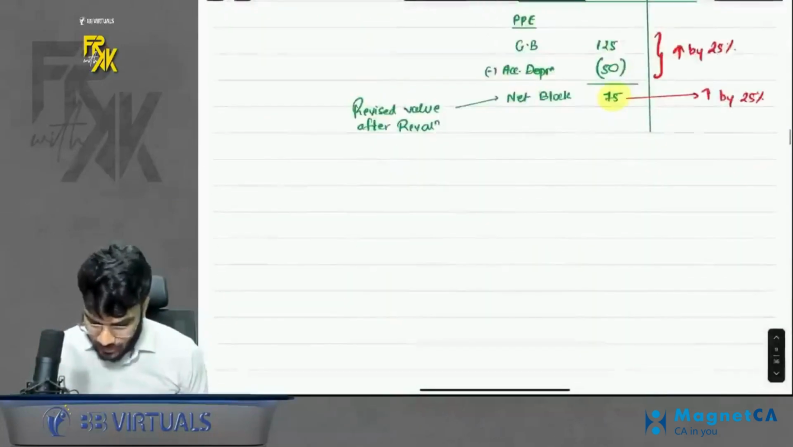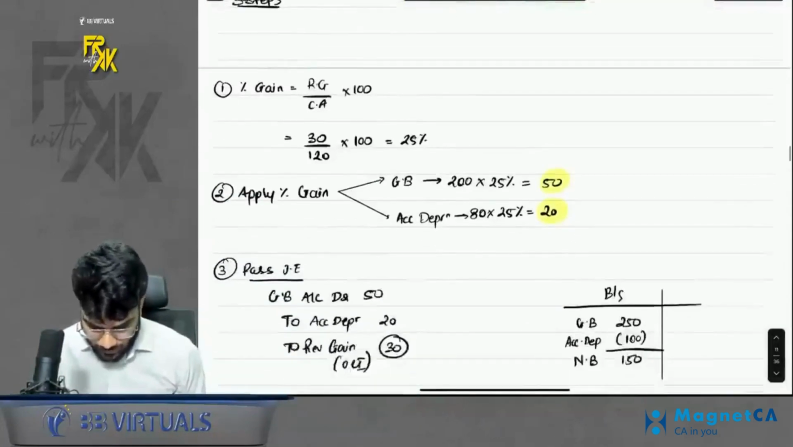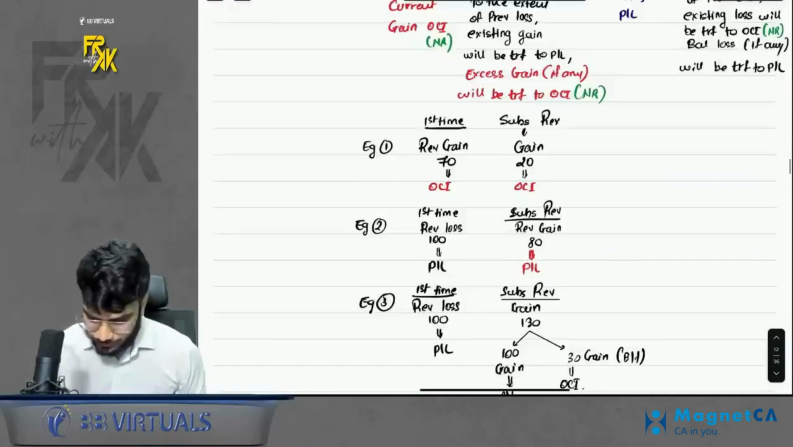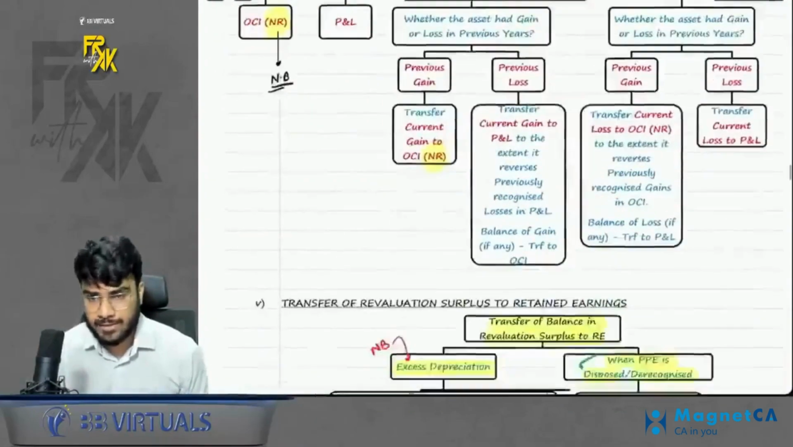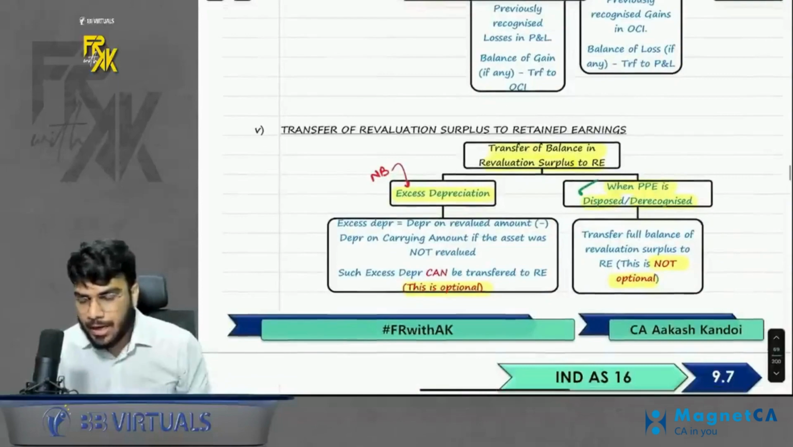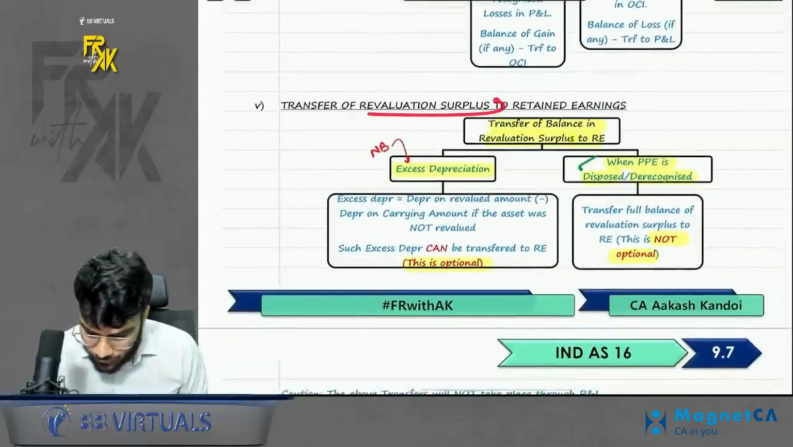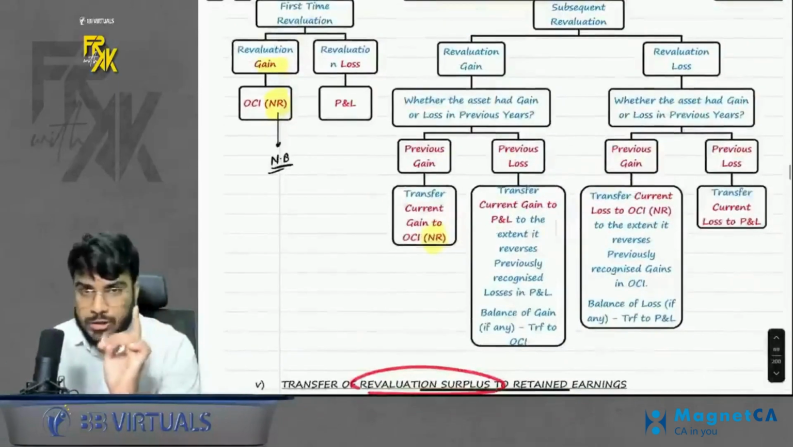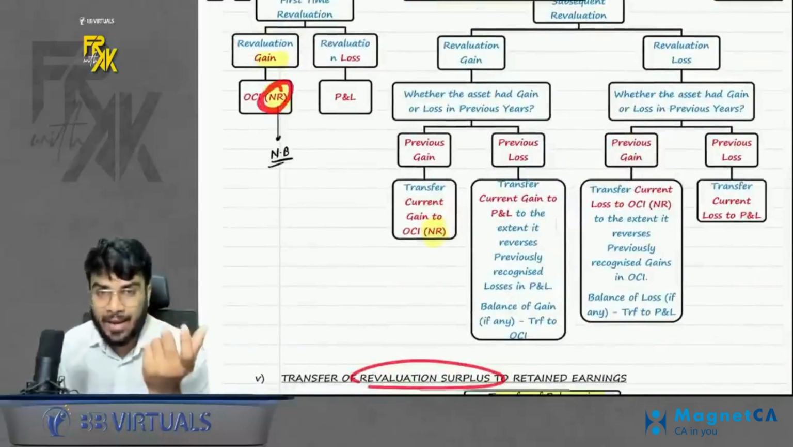I have also given certain examples in my notes. In case you want to see, you can refer to them. Here we have given certain examples. One more thing: we also discussed the difference between OCI NR and OCI R.